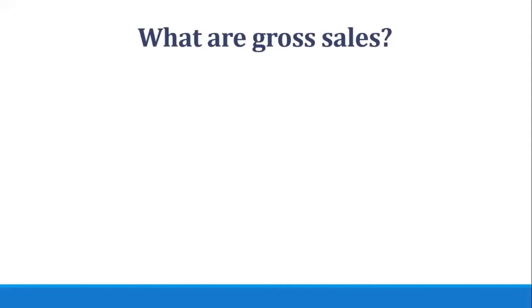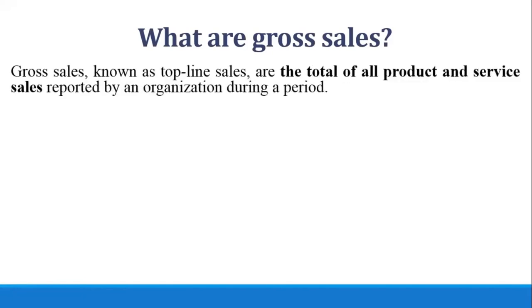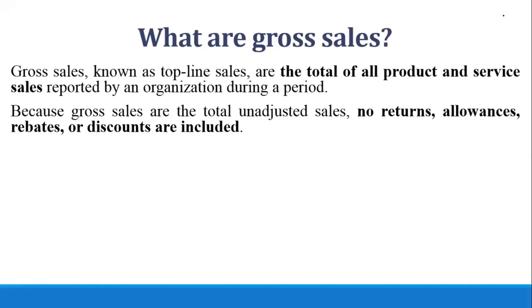Gross sales. But what are gross sales? Right? So, gross sales, also known as top line sales, these are the total of all the products and service sales reported by an organization during a period. All right? And because gross sales are the total unadjusted sales, no returns, allowances, rebates, or discounts are included.